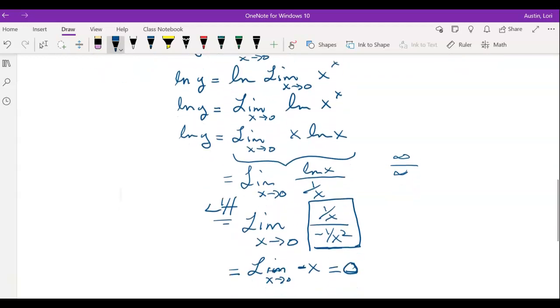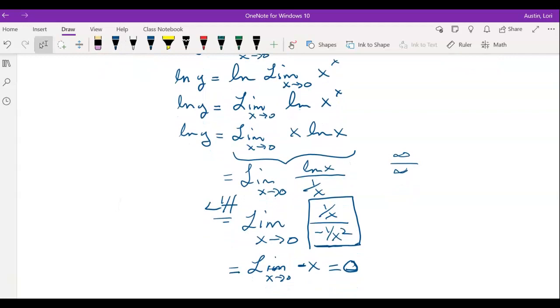And you may think you're done. I want you to look back at the beginning of your problem. Are we done? Remember, what equals 0? Natural log of y equals 0.